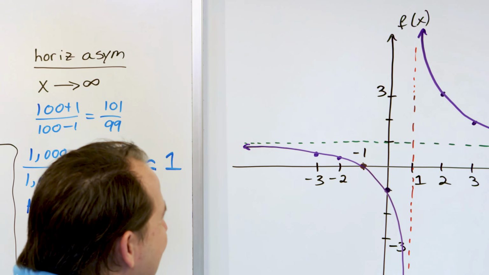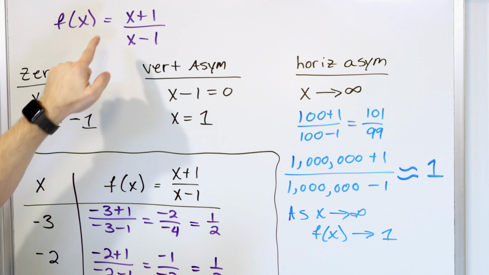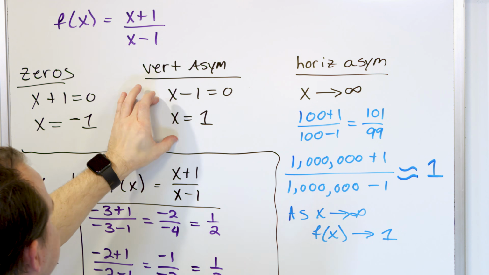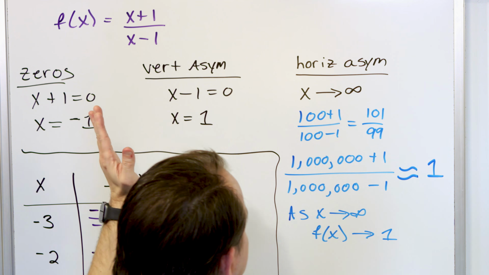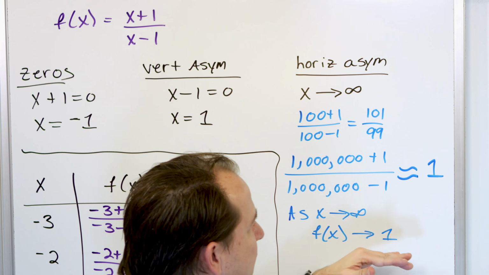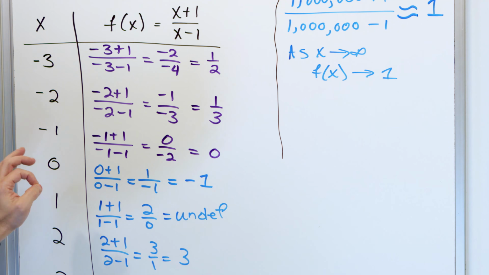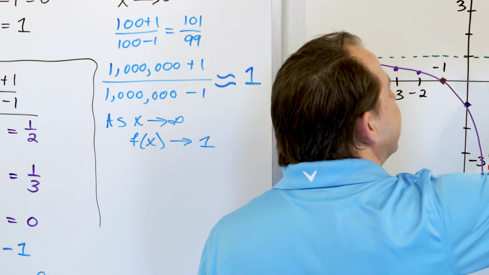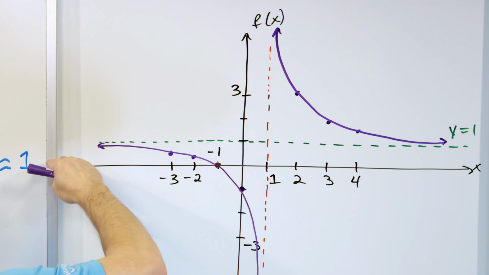This is how you graph a rational function. First thing you do, what are the zeros? Set the top equal to 0. Set the bottom equal to 0 for the vertical asymptote. For the horizontal asymptote, let x approach infinity and see what the function does. In this case, we can see that it approaches 1. But even if you don't do that, if you put enough points in here, you will figure out that this graph will never, ever, ever actually get to 1. It'll get infinitely close on both sides like this.